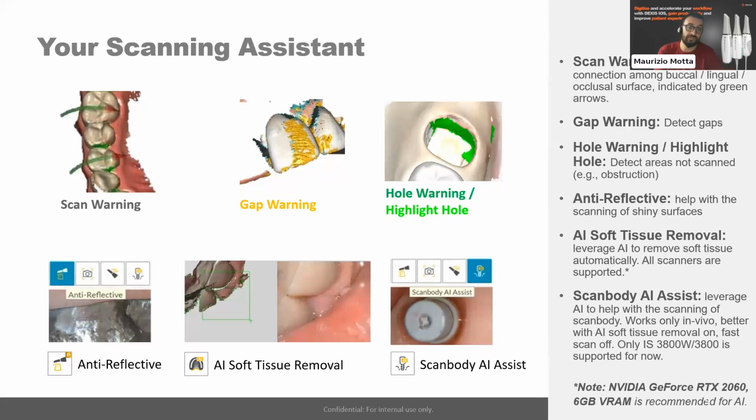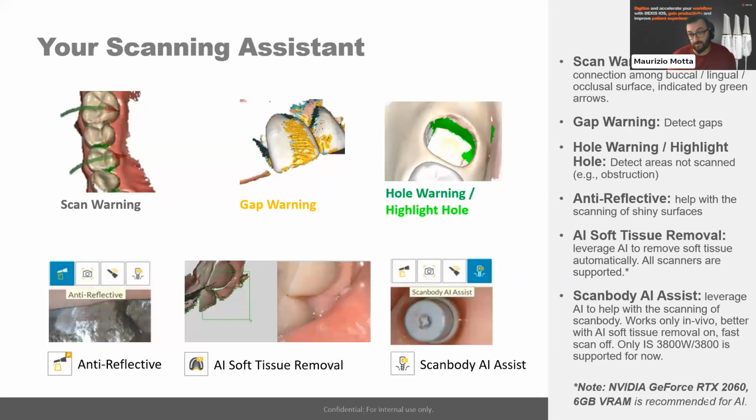The artificial intelligence for the soft tissue removal. This is important for avoiding scanning lips, cheeks, or a finger with gloves, etc. So the software, if you have a powerful enough video card on your PC and you activate this function, this will help to have a clean scan during all the phases of the implant workflow. The soft tissue removal is supported by any scanner, from the 3600 to the 3800.